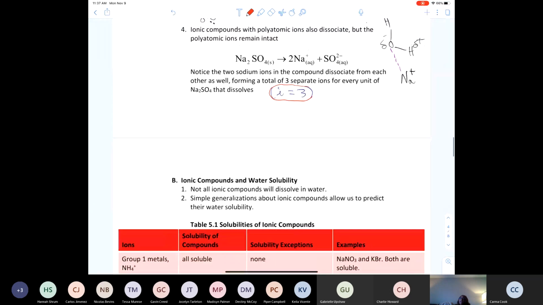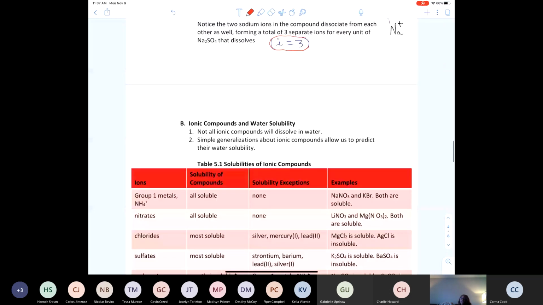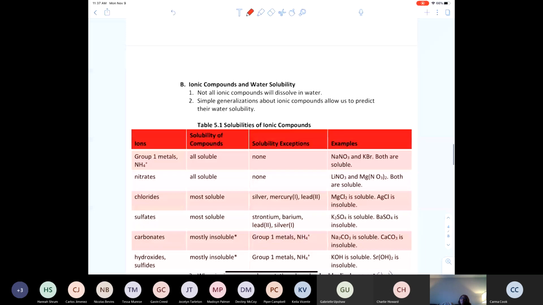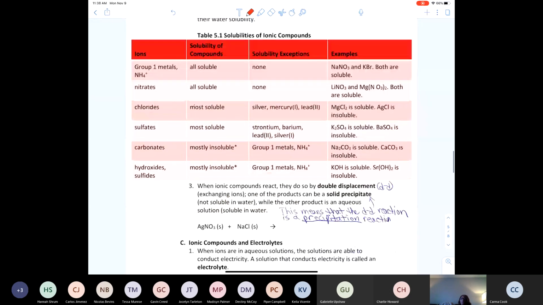So, are all ionic compounds soluble in water? The answer to that question is no. There are some ionic compounds that will not dissolve in water. And so here we have a solubility rules table that lets us know whether an ionic compound containing a particular type of ion will be soluble in water or not.